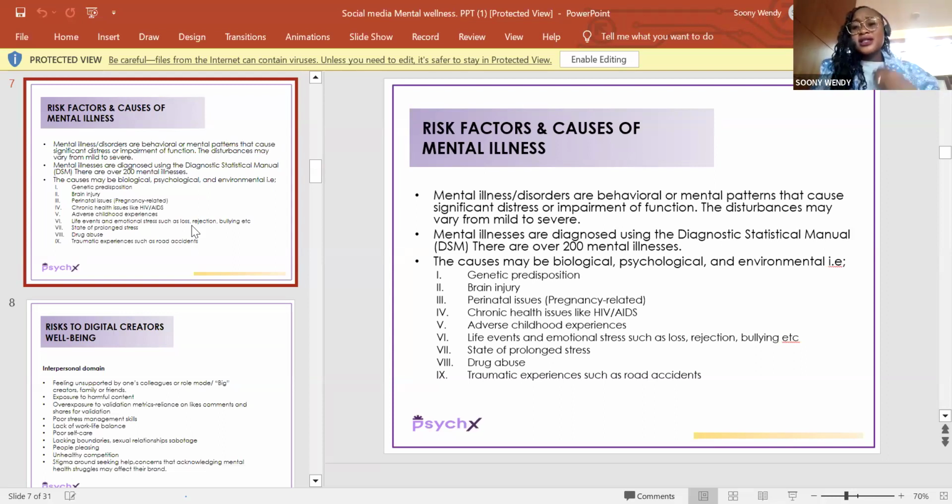You find your constant rejection and bullying, it can get to a point where it affects you even outside social media. Or I don't know if I'll be using names, but there are some content creators that we know that maybe they might have shared some of their stories even online, how the bullying or the rejection affected them, but that can cause a mental health issue or illness. A state of prolonged stress. Stress is okay, but prolonged stress is not okay.